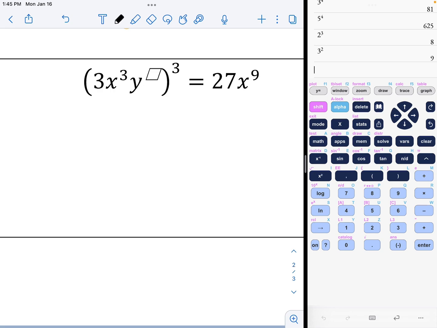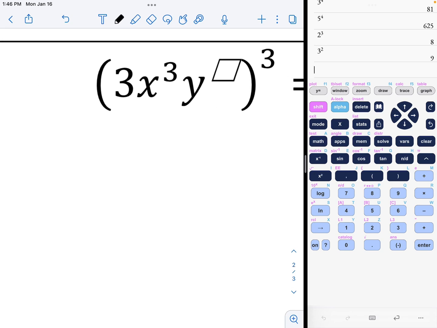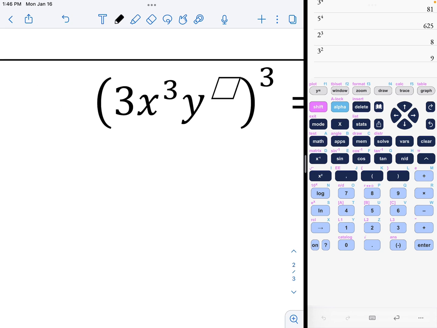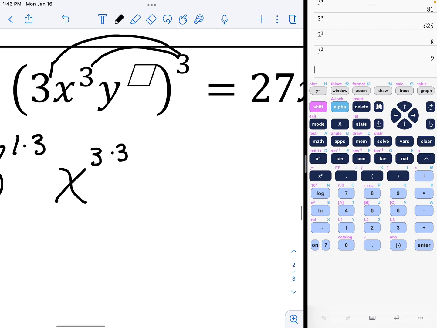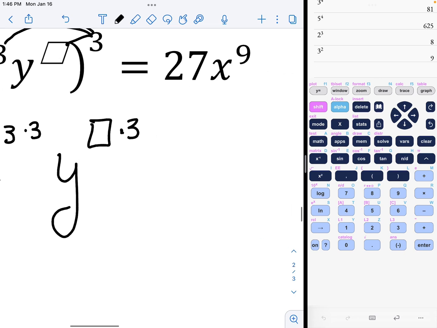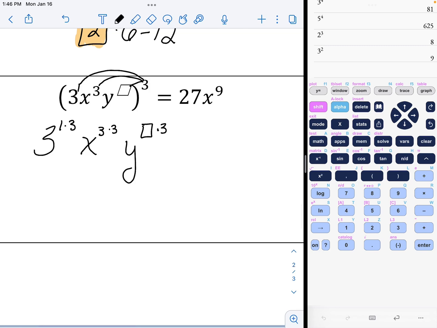So I need to really think this one through. I'm actually going to just look at this part and I'm going to give the 3 a 1 like that, okay? So this 3 is going to have to come here and it will be 3 to the 1 times 3. This 3 is going to have to come here, x to the 3 dot 3. And this y has a box times the 3. And that's going to need to end up with 27x to the 9th.